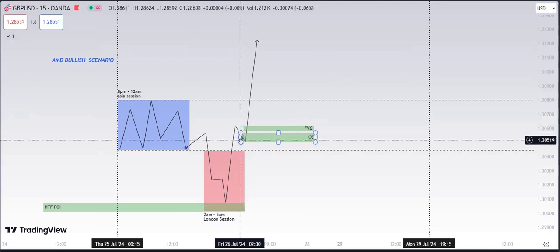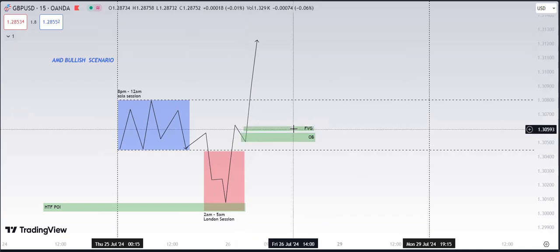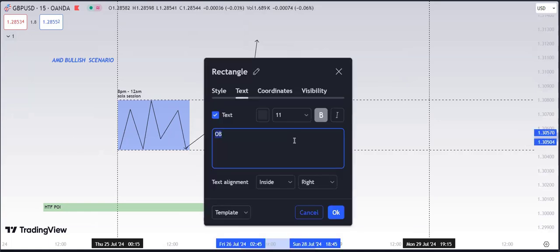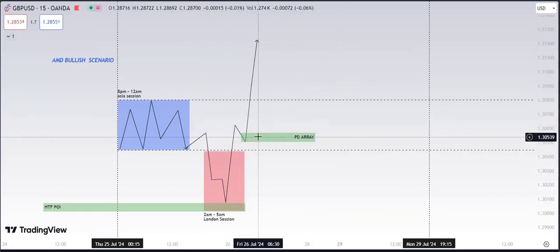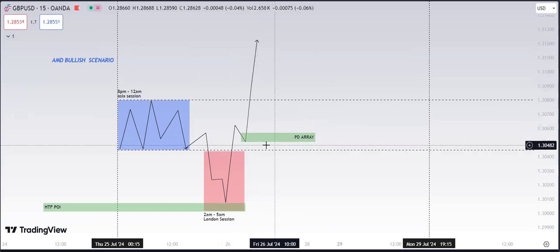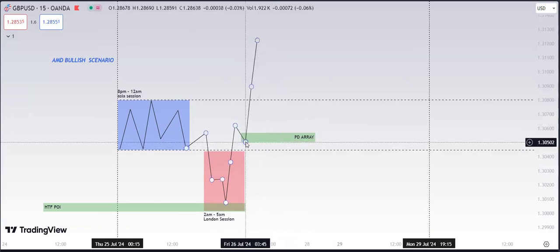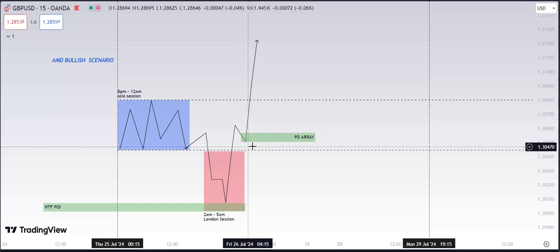Let me call it PD array, it's easier for me. Let's just use any PD array. It could be an order block, but it doesn't have to be. It could be a breaker block, it could be a mitigation block. You understand? It could be any of them. It could be the extreme low of this V, the support level here, the old lows.